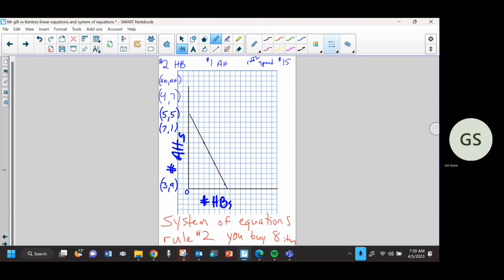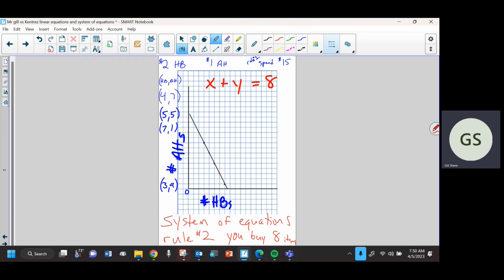So here's the equation: the number of honey buns plus the number of airheads, because that's what X and Y are. The number of honey buns is X, the number of airheads is Y. That has to total 8. And we can graph that also. I'm just going to graph that one real quick for you.